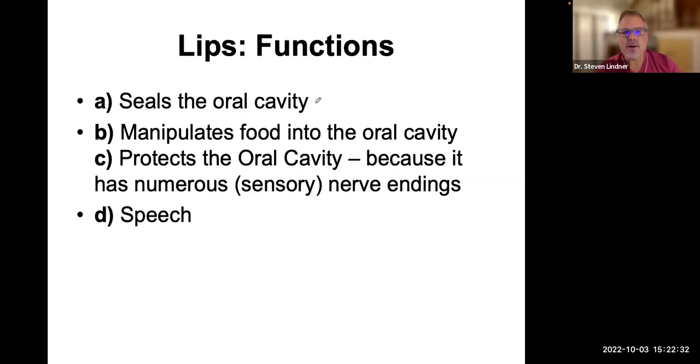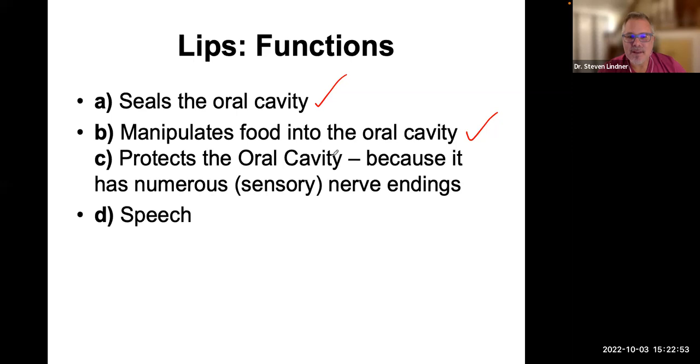The lips are designed to seal the oral cavity. They also help manipulate food into the oral cavity, right? I think of horses, they do that when they grab hay. They use their lips to manipulate and bring food in. Think of spaghetti. If someone eats spaghetti, they keep doing that with their lips to pull that in.